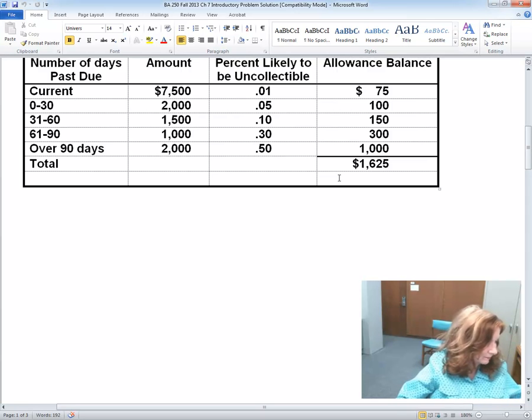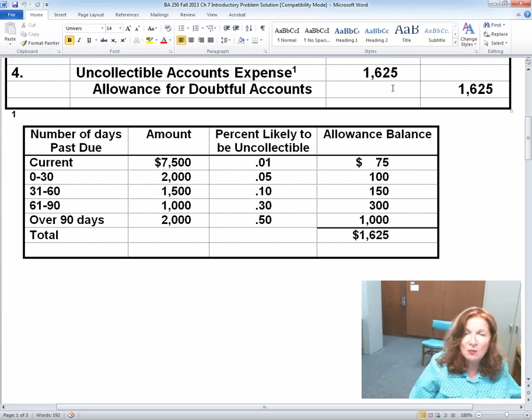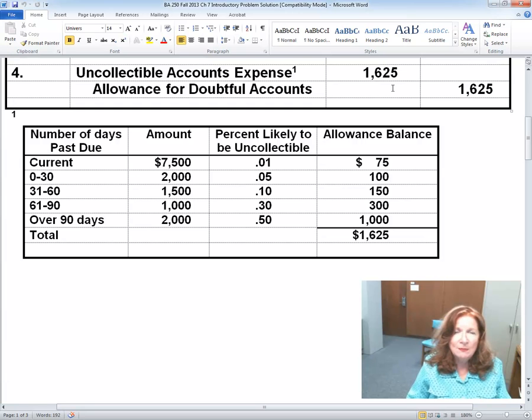Now, if we need $1,625 in our allowance for doubtful accounts, and we have no allowance number given to us, we have to assume that it was 0. So we need to move the allowance for doubtful accounts from 0 up to $1,625. Allowance for doubtful accounts is a contra asset, carries a credit balance. The credit balance is 0. We want the balance to be $1,625. So we're going to have to credit the allowance for doubtful accounts for $1,625.